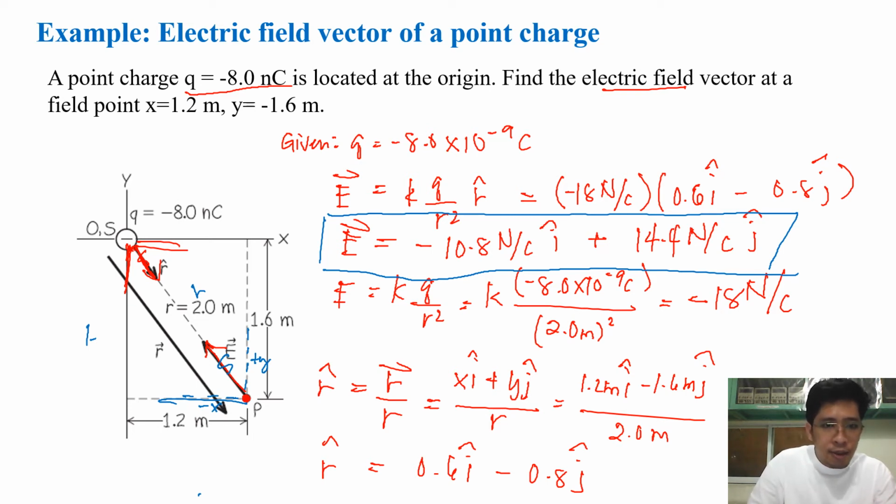Again, this is your electric field vector. You have a positive y, so this is checked, and you also have a negative x, so that's checked. So we're able to get the right direction of your electric field vector. It's equal to negative 10.8 newtons per coulomb i hat plus 14.4 newtons per coulomb j hat. So that is your electric field vector at the point x equals 1.2 meters and y equals negative 1.6 meters.